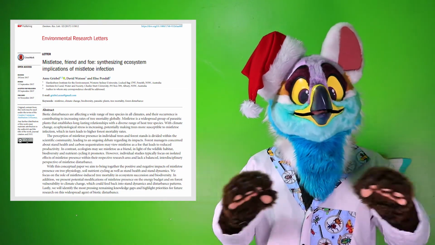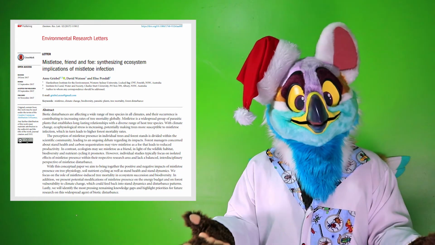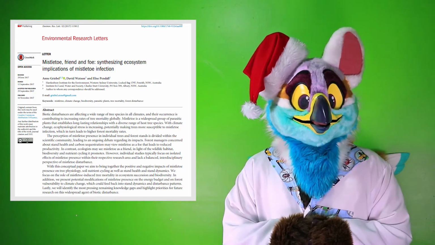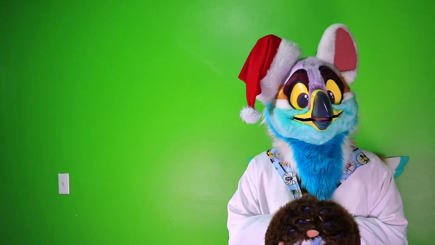And because of a lot of this research on how devastating the mistletoes can be during the early 2000s, there was a lot of extermination work. They tried to eliminate mistletoes from a lot of forest systems to try and help the forest grow. But, as it turns out, this is actually the wrong course of action.